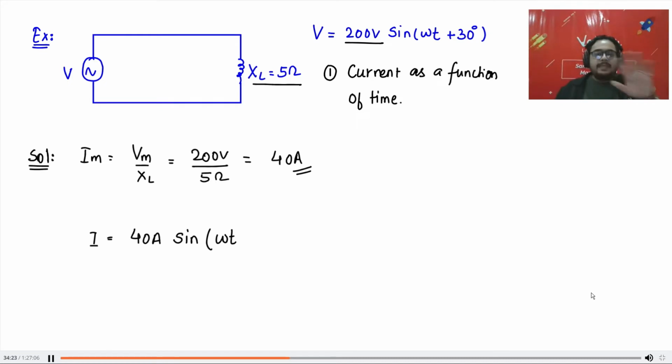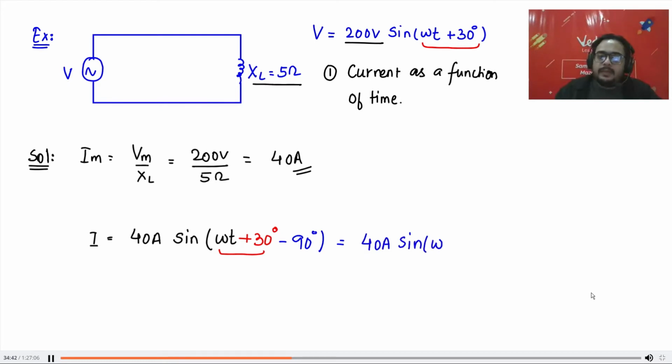So basically, what is the phase of voltage? Phase of voltage is this much. So at least write this much. And then current should be behind phase of voltage by 90 degree. So subtract 90 degree. Basically, you get 40 ampere sine omega t minus 60 degree.